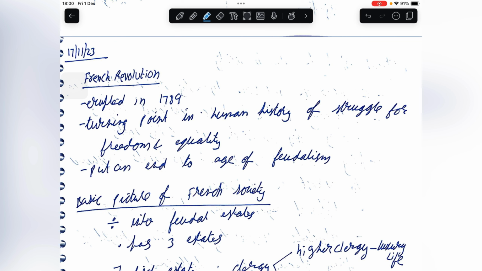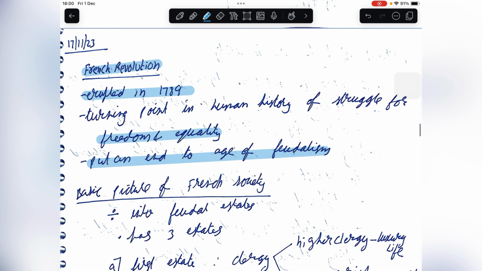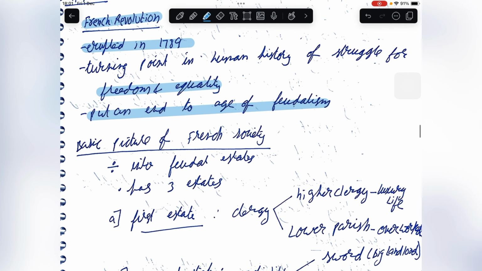So let's go a bit deeper into the French Revolution now. The French Revolution erupted in 1789. It was a turning point in human history and a struggle for freedom and equality. This is the most important thing. It put an end to the age of feudalism. Feudalism is the traditional system of Europe. So as we already talked, modernity was brought in by the French Revolution.